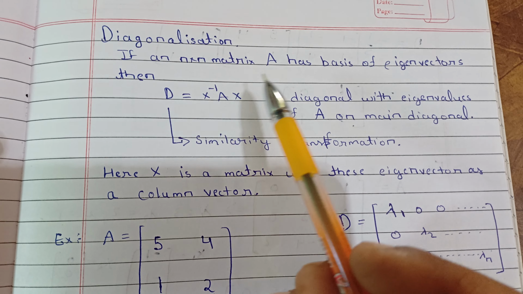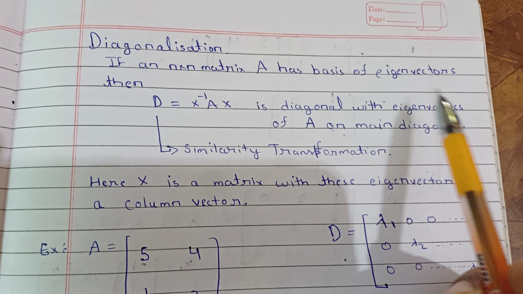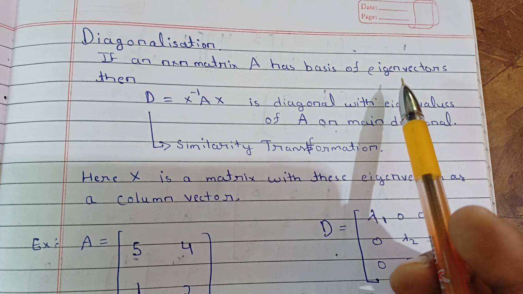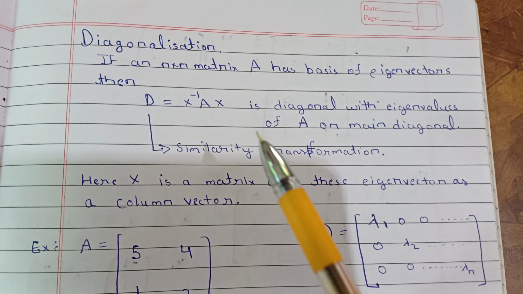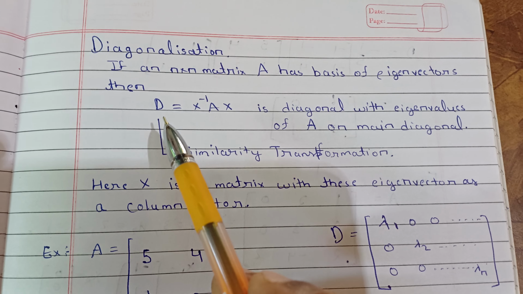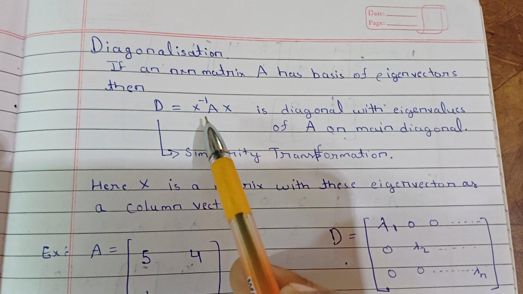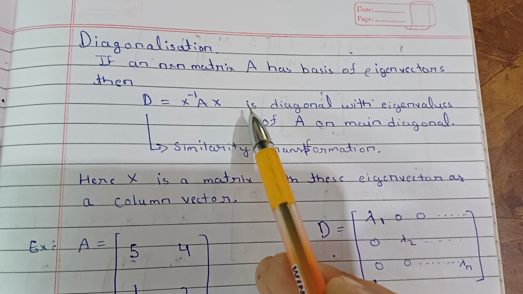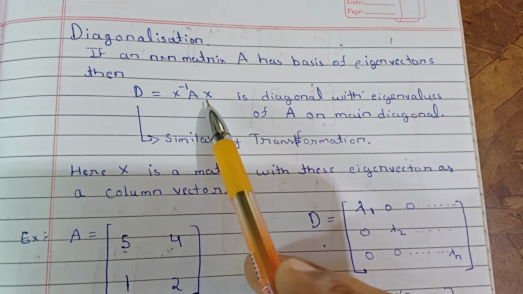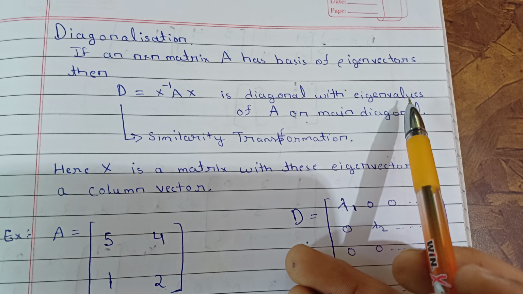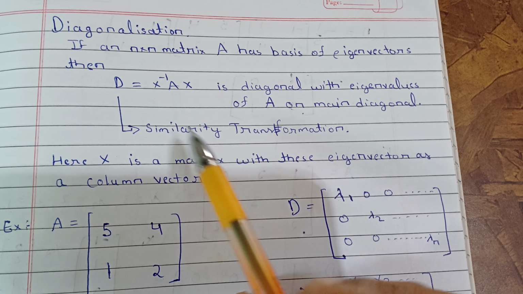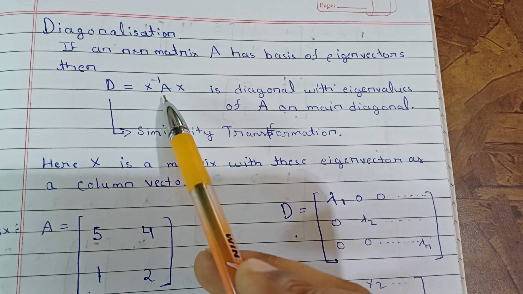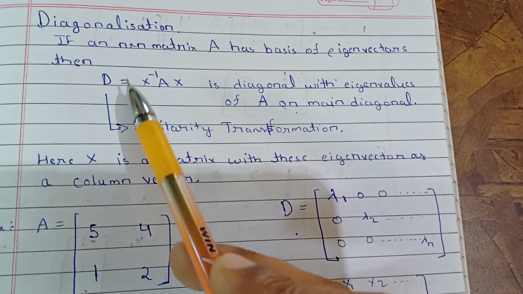If an n-by-n matrix A has a basis of eigenvectors, that is x1, x2, x3 corresponding to lambda 1, lambda 2, lambda 3, then the diagonal matrix will be equal to X inverse A X. This gives us a diagonal matrix with the eigenvalues of A on the main diagonal. This is the similarity transformation of A. And what is X here?